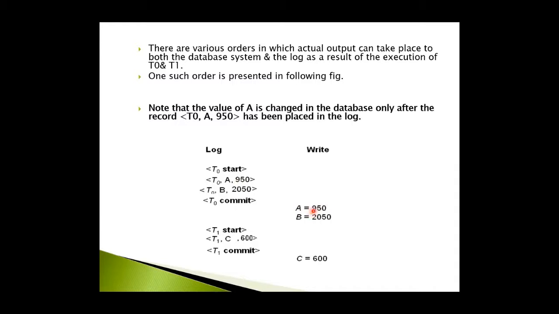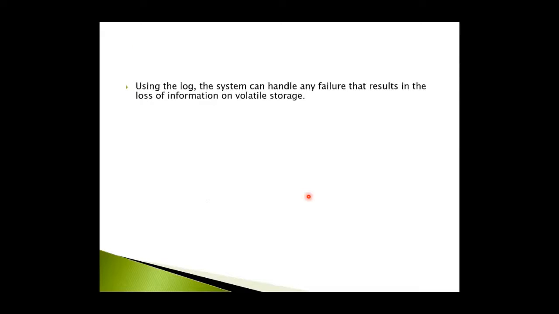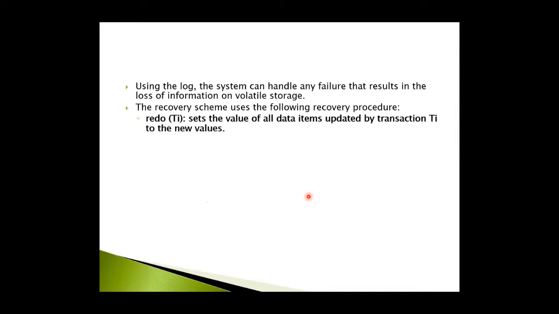So that after this the modification will take place in the database. That is why it is called the deferred database modification technique. Now, what will be the use of this? Of course, if a failure occurs, first of all, it will be checked whether the transaction is preserving the consistent value of the data item or not, and then only the database will be updated. Using the log, the system can handle any failure.